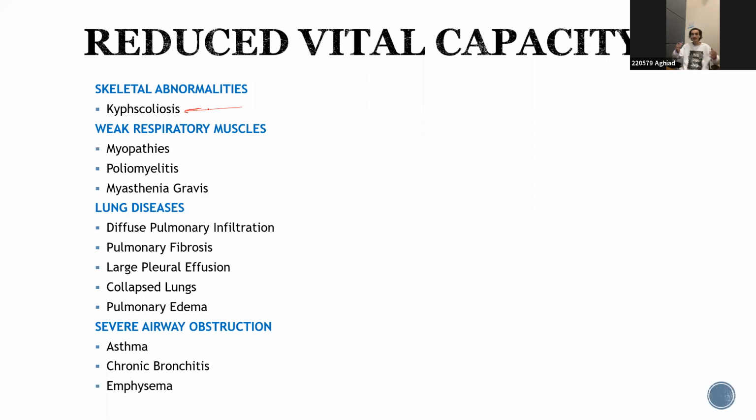The lungs themselves, the volume inside of them changes. So you get fibrosis, collapsed lungs, pulmonary edema. All these change the volume inside of the lungs, and therefore, if they were to be pathological, decrease the vital capacity. Or you can get obstruction as well, changing the vital capacity, the amount of air you can breathe in and out. So is it clear how all these different pathologies can affect vital capacity?